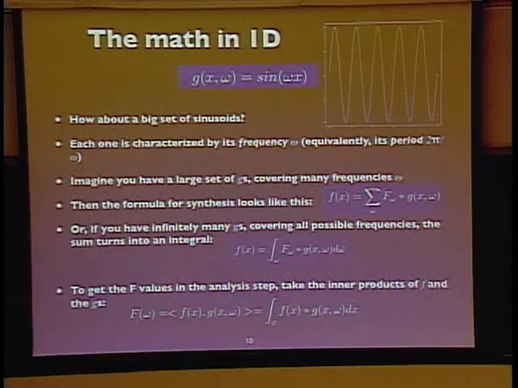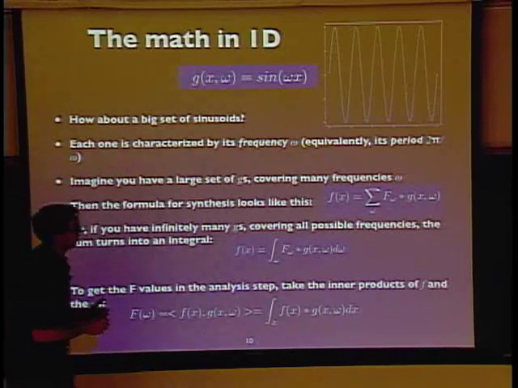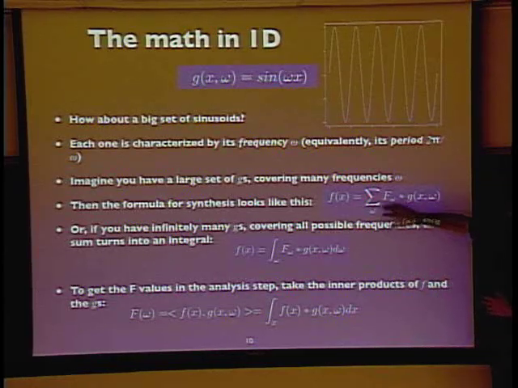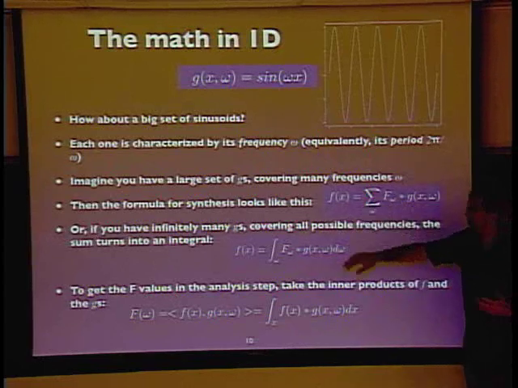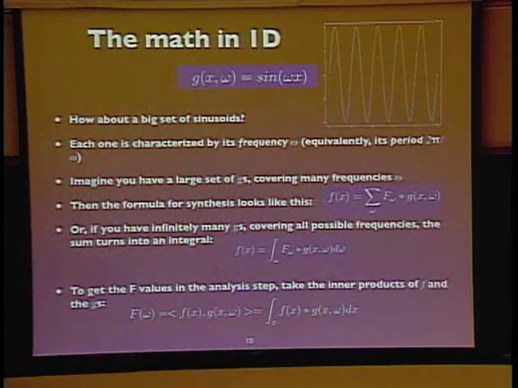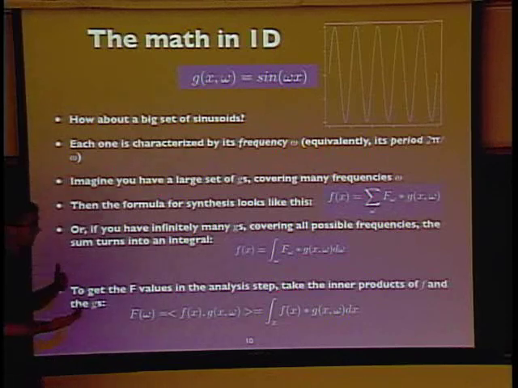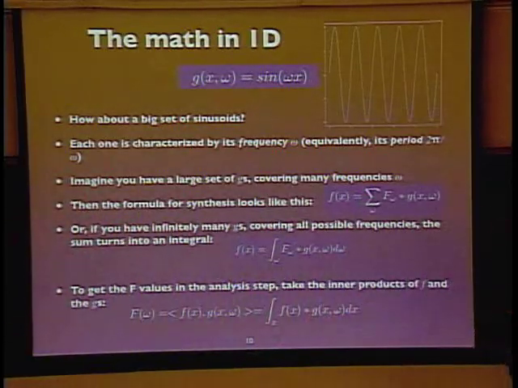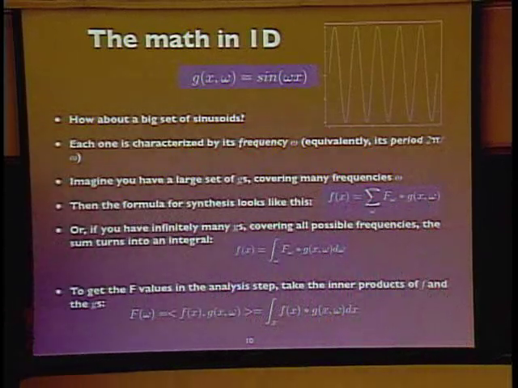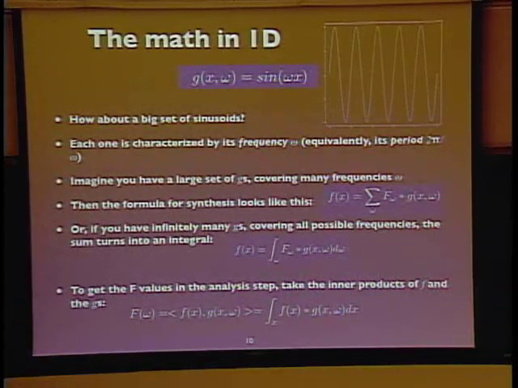And then if you have a large set of these covering many, many different frequencies, then the formula for synthesizing the imaging data back from the original sinusoidal functions is this. So if you have a large set of these frequencies, you can just add all of the contributions of them together to get back the original image. And if you want to be very mathematically rigorous about it, you can consider the abstract case of having infinitely many of these sinusoidal functions. So not just where you have a stack of 20 of them, but you have infinitely many covering all possible frequencies. If you have that, then this sum turns into an integral. And you simply integrate over all possible sinusoidal frequencies and add them all together, infinitely many of them, to get back the imaging data.